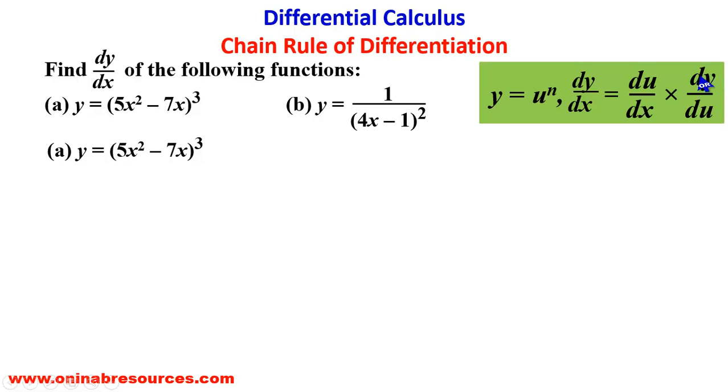We are going to differentiate y with respect to u from the new function we are going to create. So we let u be equal to 5x squared minus 7x. The 5x squared minus 7x is coming from what we have inside the brackets. So that at the end of the day, we are going to have y equal to u raised to power 3. But before then, we are going to find du/dx. So finding du/dx, we differentiate this normally.